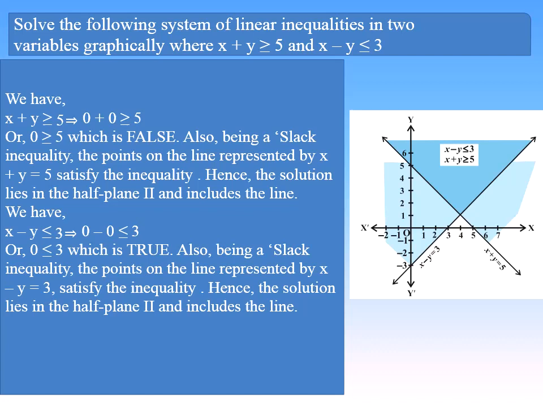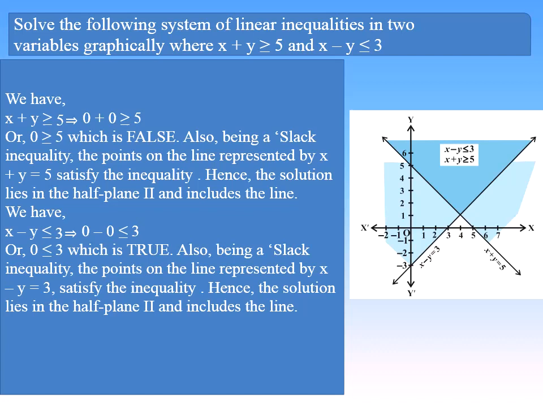In the first condition, if I put the value of the origin, that is in place of x 0 and in place of y 0, so 0 is greater or equal to 5, which is false. So for the straight line x plus y equal to 5, we cannot consider the lower half plane. We need to consider the upper half plane. We cannot include 0. And in the second condition, x minus y less or equal to 3, if I put the value 0 0, then 0 is less or equal to 3, so the condition is true.